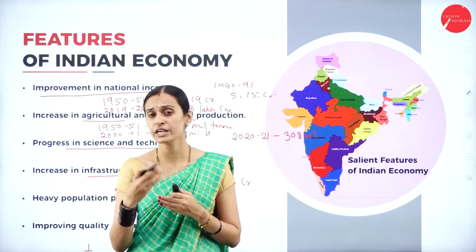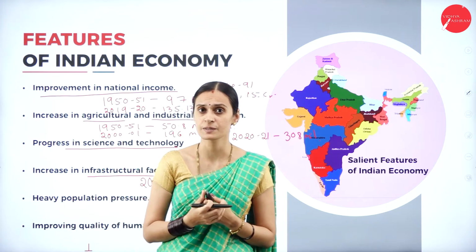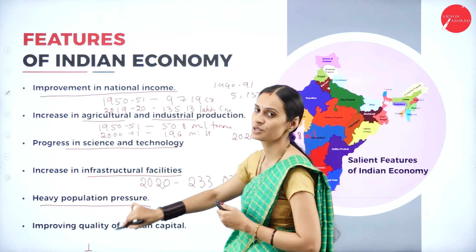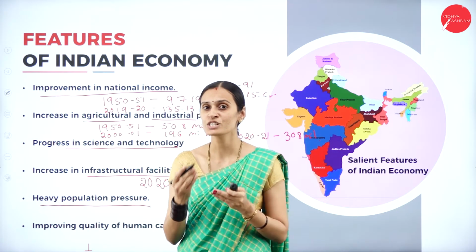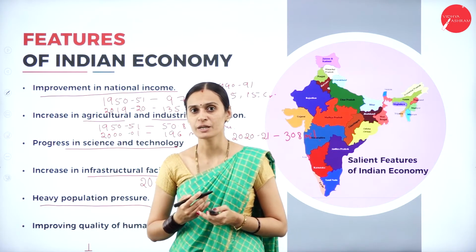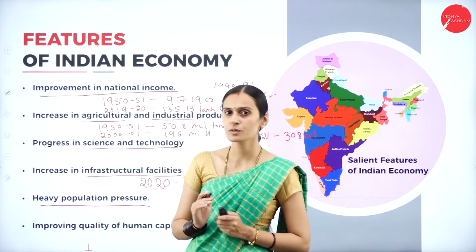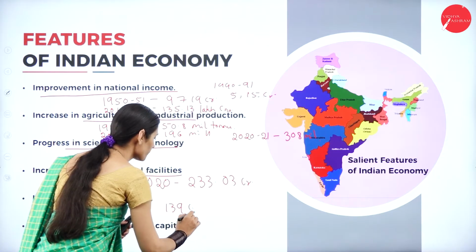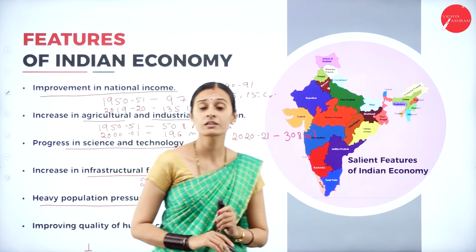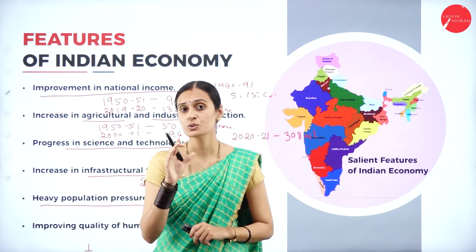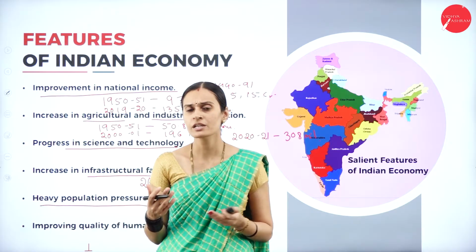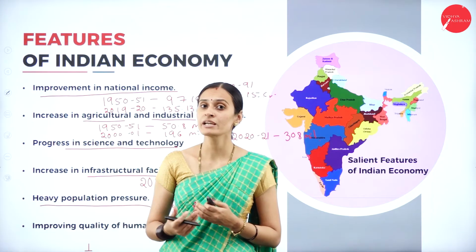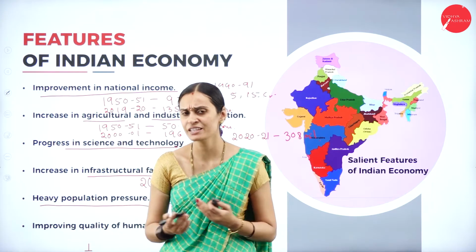Then let us discuss education and health in the emerging sectors. Yes, the next important feature: heavy population pressure. India is considered the second largest populated country, after China. And at present, what is the population? Approximately 139 crores in 2020-21. There are many reasons for the increasing population: a very high birth rate, a low death rate, and improving healthcare facilities.